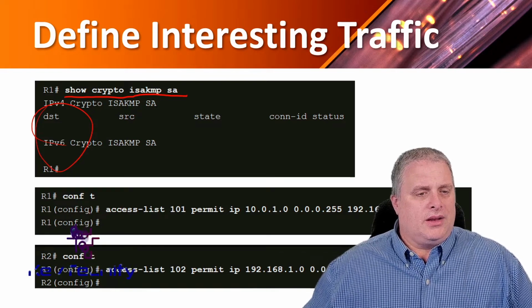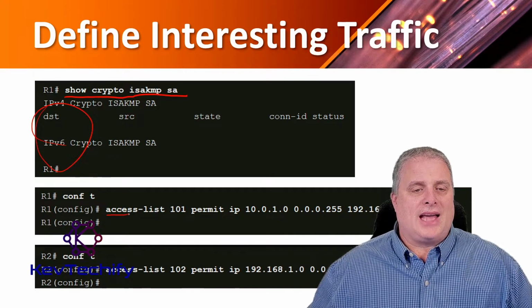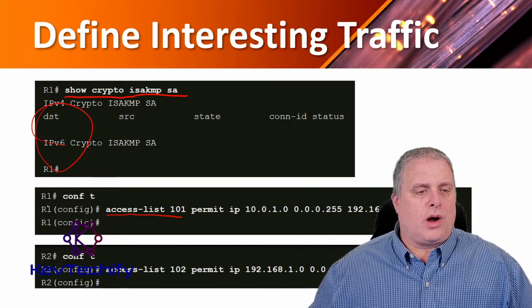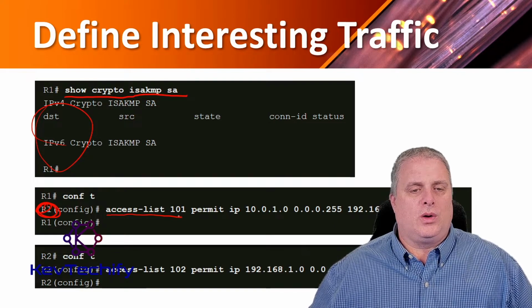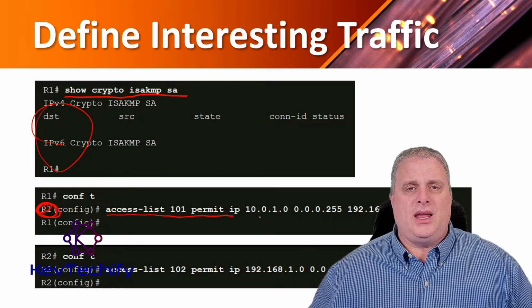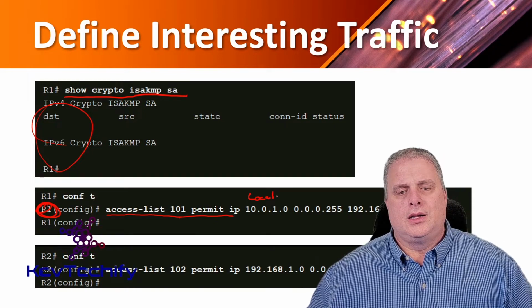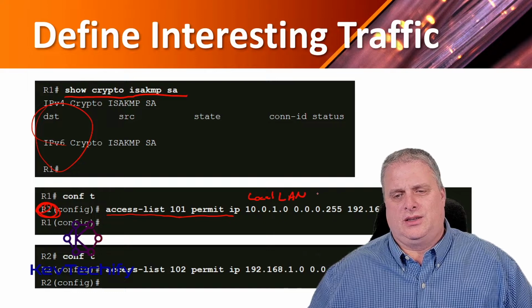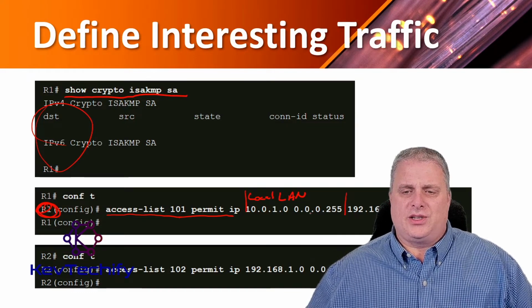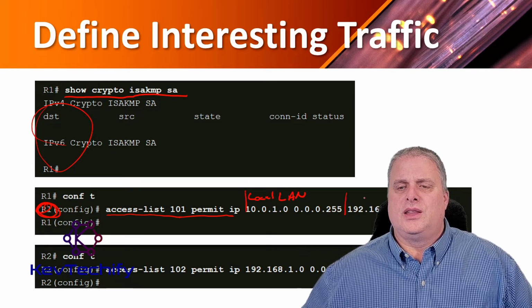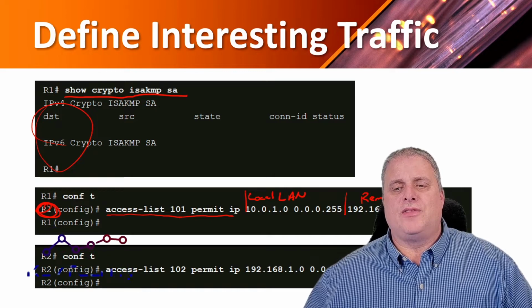Here is the command, and it's your standard access control list. So once again, global configuration mode, access-list 101. We're on router 1 here. So access-list 101. We're going to permit IP. And once again, this is from our local LAN. So this is our local LAN address here. We're going to specify that is our interesting traffic. And where is it going? This is that remote LAN. So the other side of our VPN.